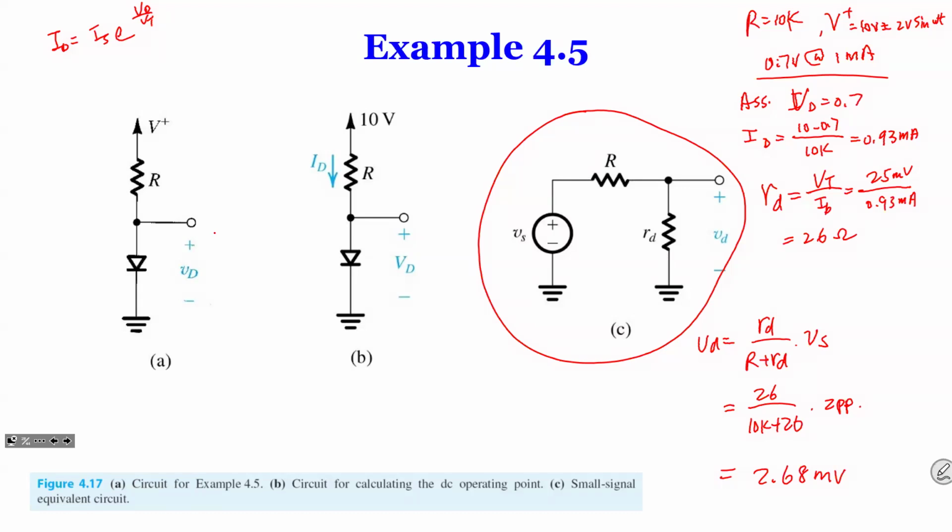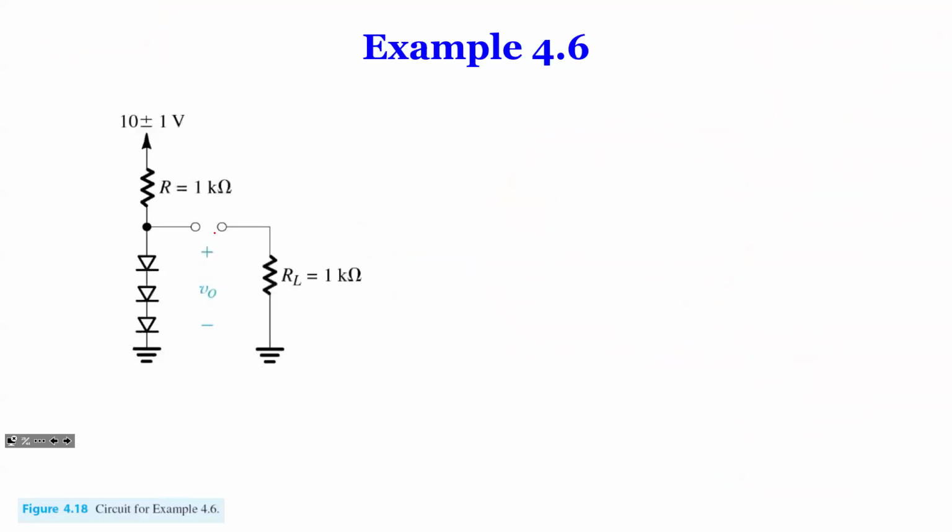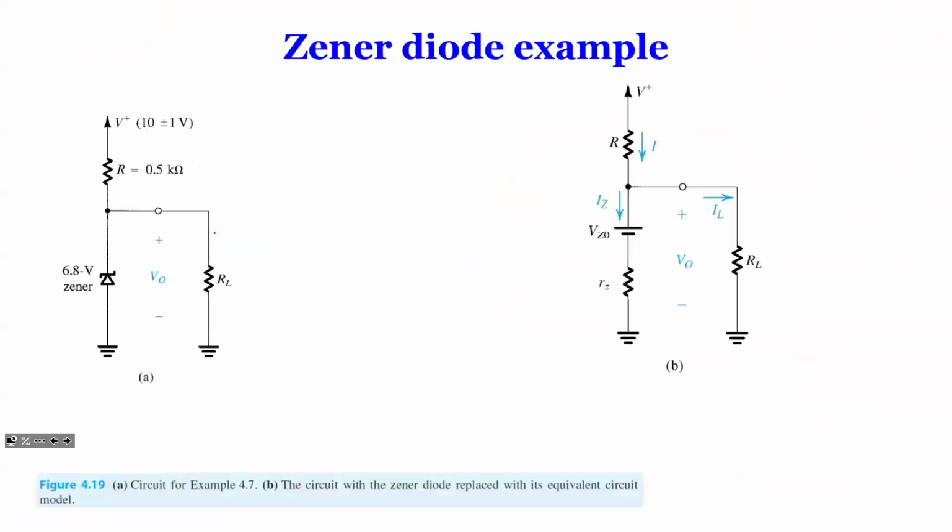Okay, so I think I'm going to skip this one, since it is a very similar example, and then go back to do a Zener diode example. Let me see what that says.